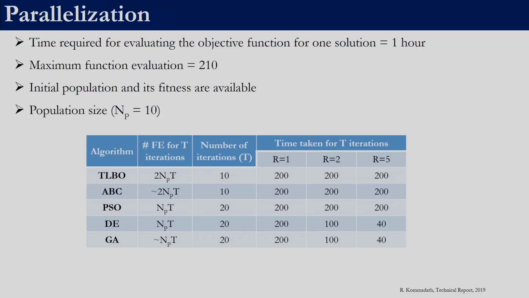So, this shows the consolidated picture, right. Let us consider that the time required for evaluating the objective function for one solution is 1 hour. Let us say we get one solution, we need to run some other simulation and the result of that simulation is expected in 1 hour, right. And now we have a termination criterion that each algorithm will be allowed to perform 210 functional evaluations, right. So, this we are fixing, that there are going to be 210 functional evaluations, right.